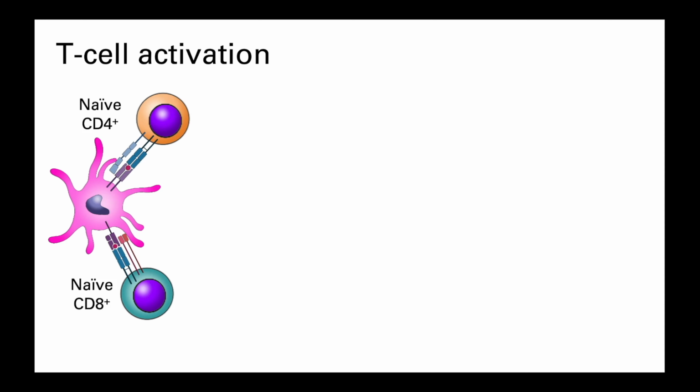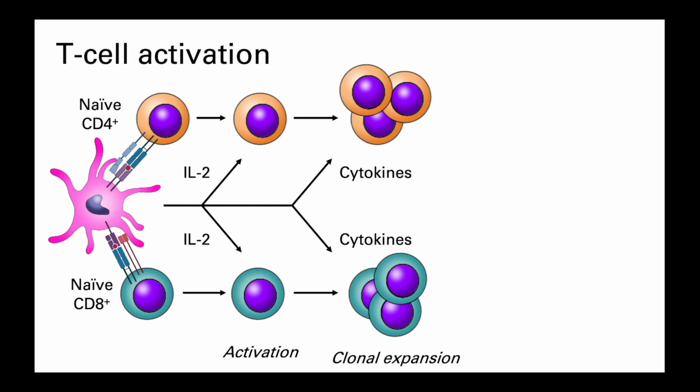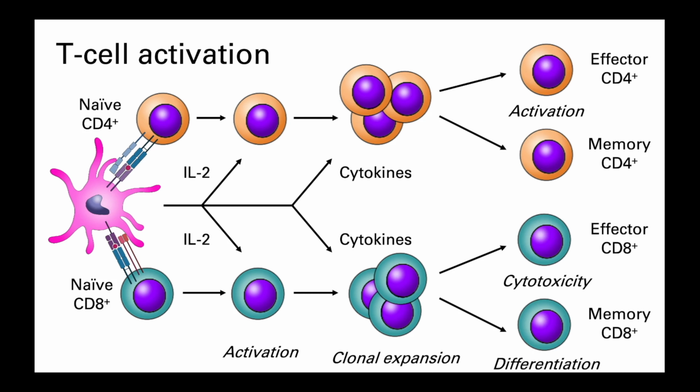If they do encounter a complementary APC in the secondary lymphoid organs, then they become activated and start to replicate, producing multiple copies of the original cell in a process termed clonal expansion under the influence of a cytokine called interleukin-2. Further cytokines then drive these clonally expanded cells to become effector cells, or long-lived memory cells, that provide the immunological memory. Effector CD4 positive T-cells secrete numerous cytokines that activate other immune cells, while CD8 effector T-cells are cytotoxic and lyse infected or cancerous cells.